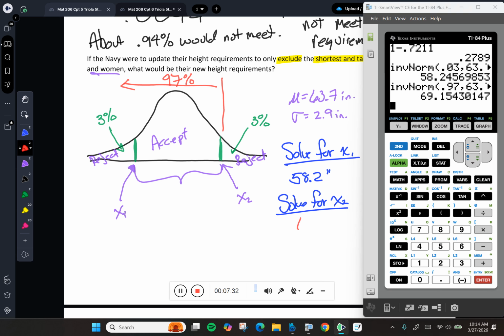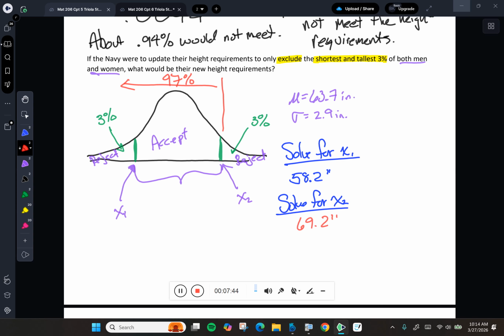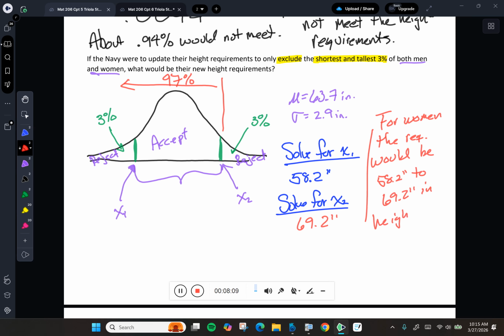And I get a 69.2, roughly, inches. So then, to answer the question, for women, the requirements would be 58.2 inches to 69.2 inches in height. Now, what would change if we went back and did it for men?